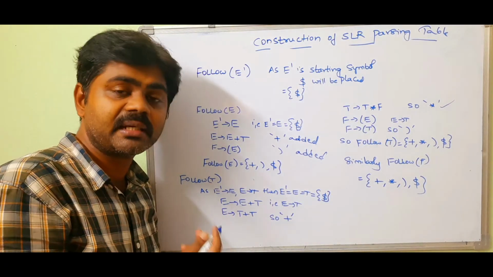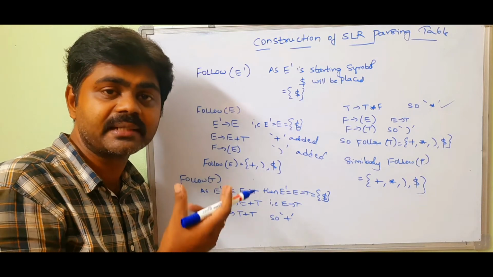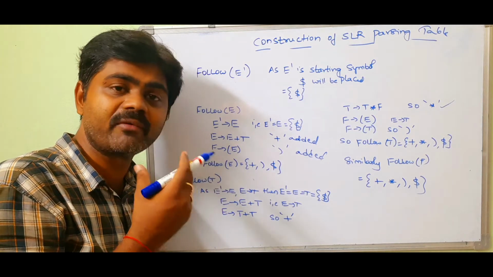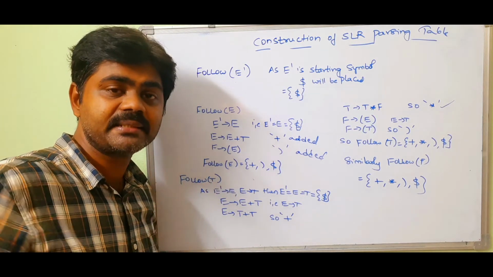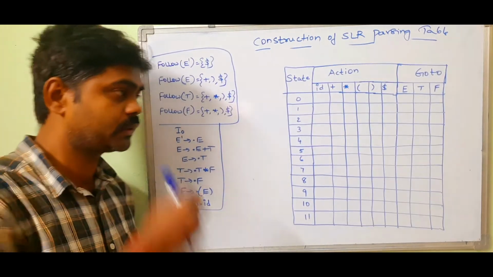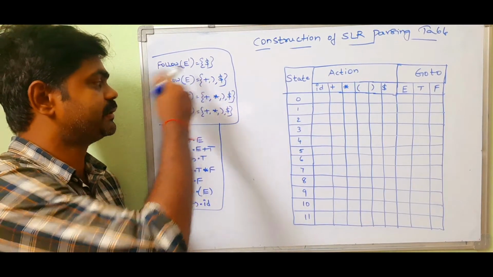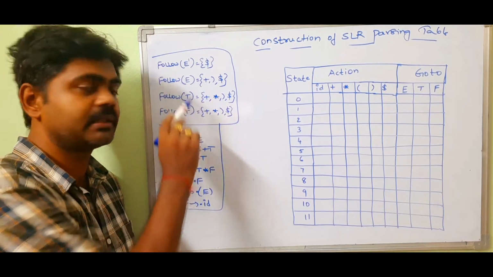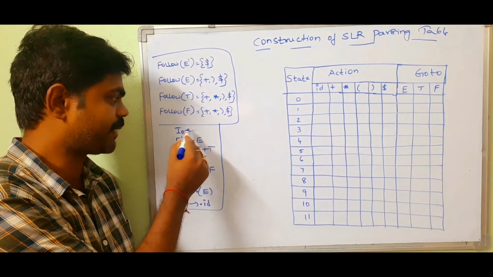In this way we calculated follow. Now we'll apply our rules and construct the parsing table. We wrote our follow of E dash, E and all. So here first we start from I naught.